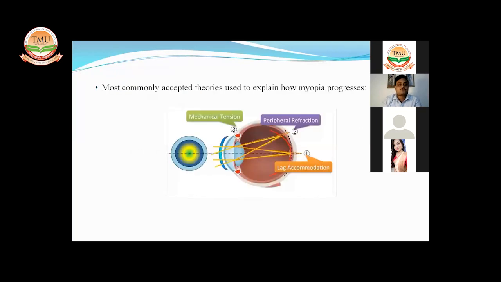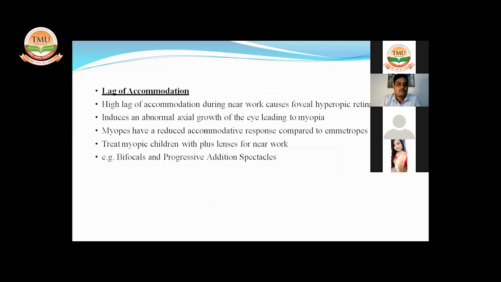So the most commonly accepted theories used to explain how myopia progresses are the mechanical tension theory, peripheral refraction, and lag of accommodation. So here binocular vision or accommodation also plays a role, other than the increased axial length. We will see them one by one. So first of all, the lag of accommodation. What is lag of accommodation?